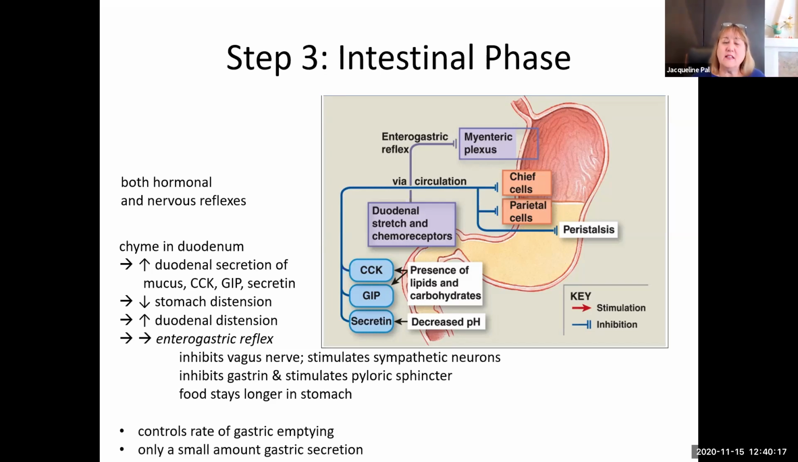So basically, this third intestinal phase will control the rate of gastric emptying.